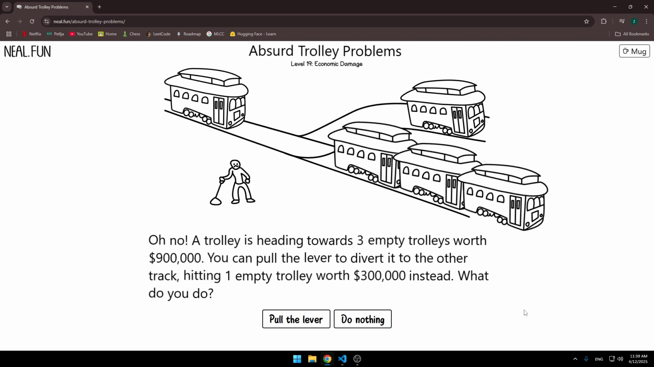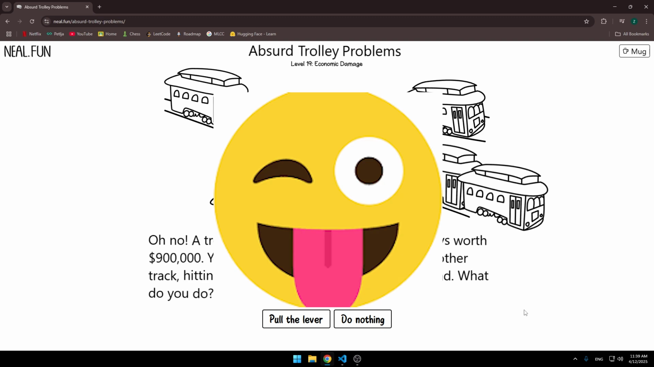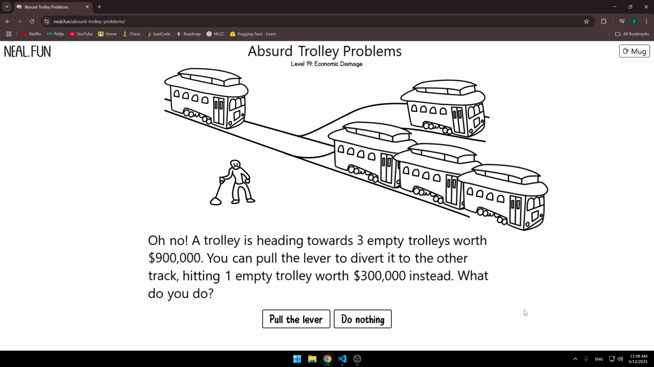Reasoning: it's a purely financial calculation here. Saving $600,000, $900,000 to $300,000, is the most efficient outcome, even though it's a bit cold to frame it that way. Winking face with tongue. Let me know if you have another dilemma.